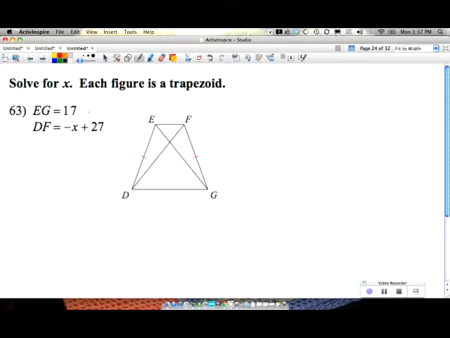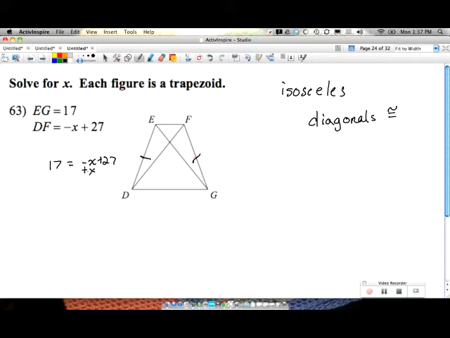We got 63 here. Each figure is a trapezoid. We got symmetry. Another thing of symmetry in these isosceles trapezoids is that the diagonals are congruent. That's just another property. So if the diagonals are congruent, that means that DF and EG are equal to each other. So these two pieces are equal. 17 equals negative x plus 27.